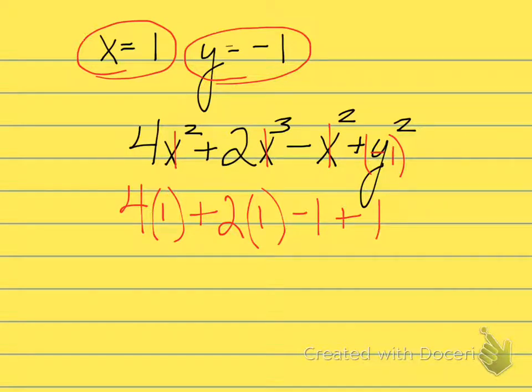Many of you noticed that the negative 1 and the positive 1 cancel out. I do want you to follow through and do your multiplication here before you add and subtract. And then, of course, you see it doesn't really matter because they did cancel in the end right there, leaving you 4 plus 2 is 6.